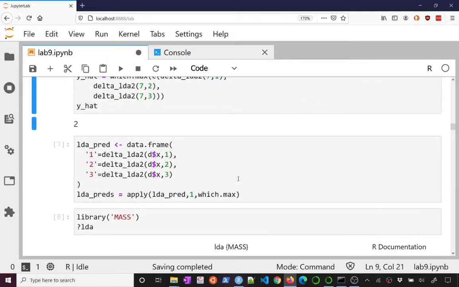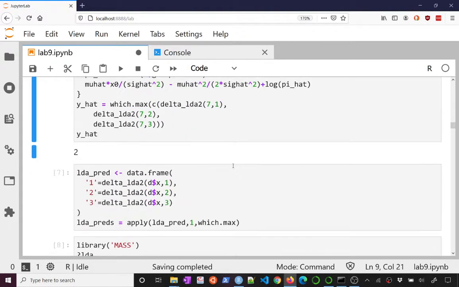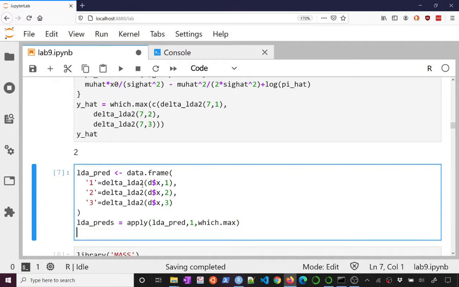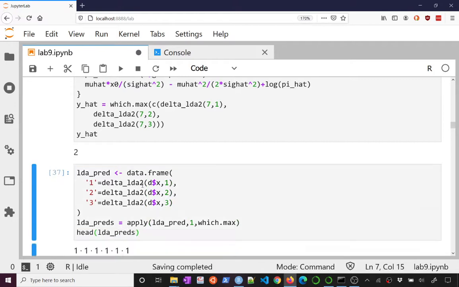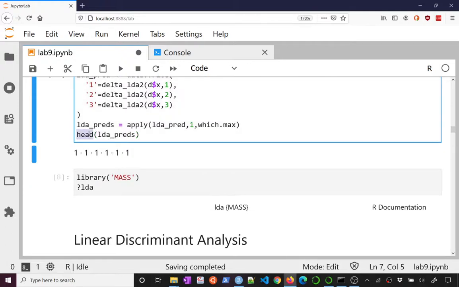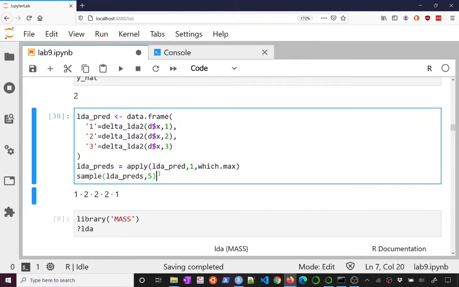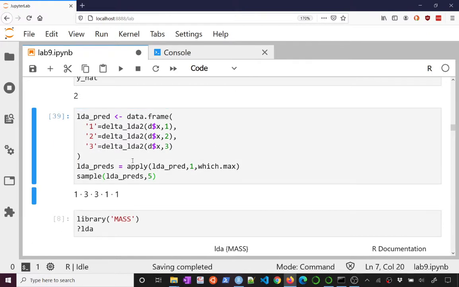Okay, so of course, I could predict on my training data by basically applying my discriminant function to data for class 1, 2, and 3, and then looking at predicted values. Let me just say sample 5 of these, right? So this is just how you apply it to all the training data.